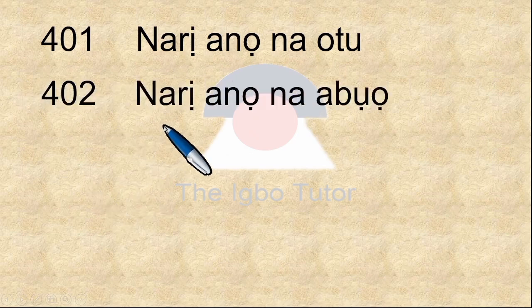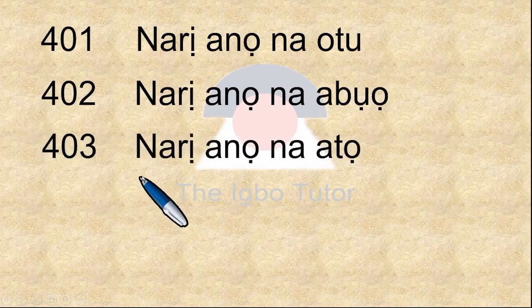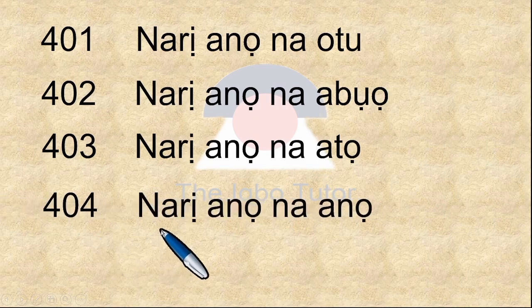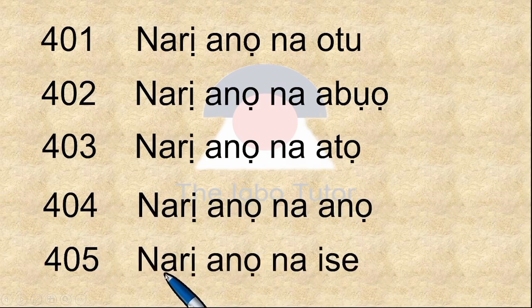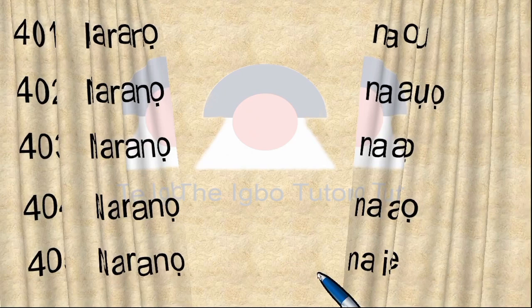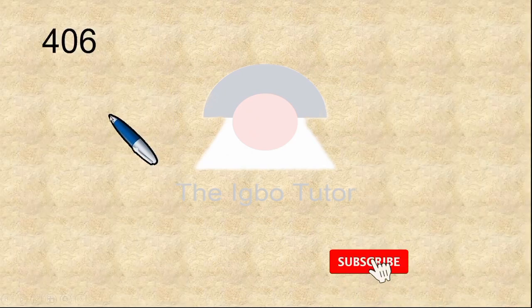What is 402? This is nari ano na abuo. 403 is nari ano na ato. 404 is nari ano na ano. 405 is nari ano na ise. Let's go on to another page.